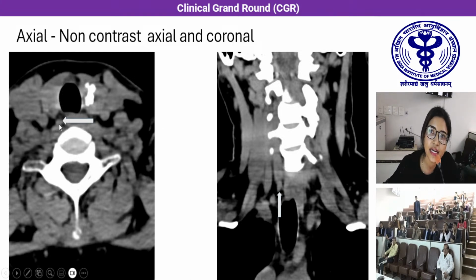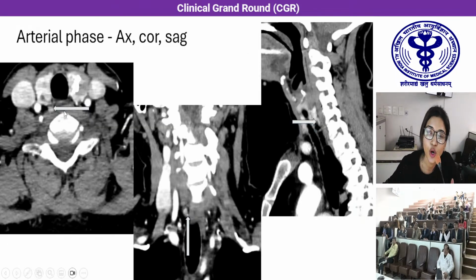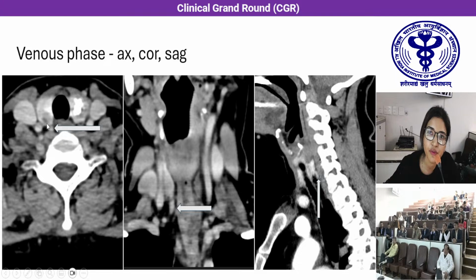We can see that a 4 to 5 mm lesion is seen at the posterior aspect of the right lobe of thyroid, which on arterial phase imaging is appearing hyperenhancing, as well as we can also appreciate this thyroid gland, which is showing some lesions. It was actually a medullary thyroid carcinoma. On venous phase we can see the same lesions which is showing subtle washout.